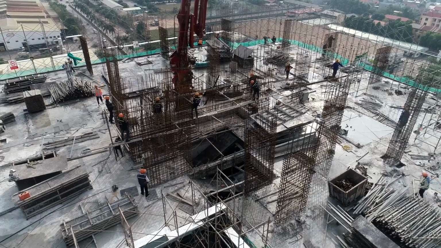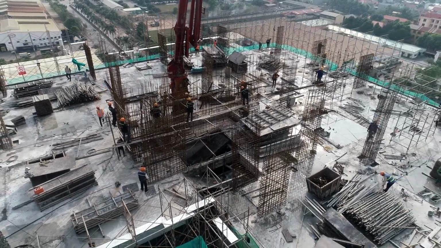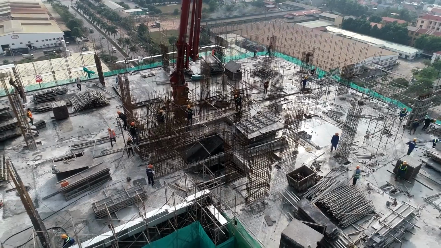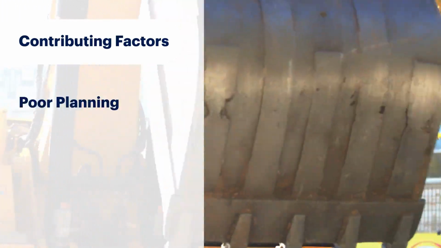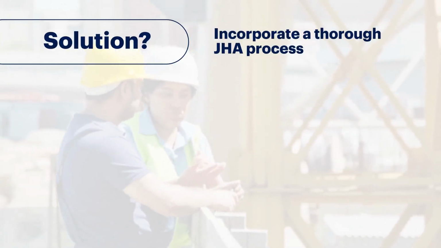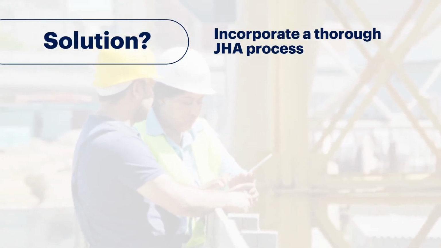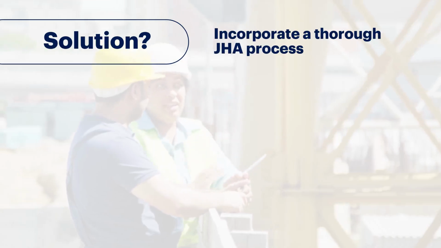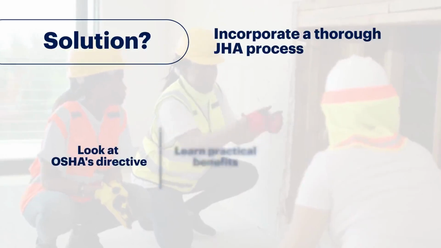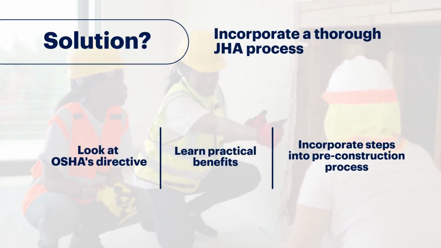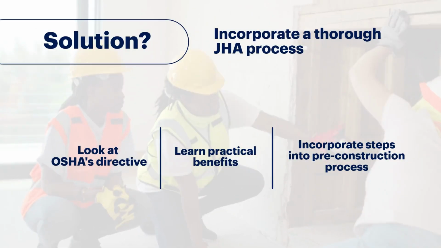If you've been in construction long enough, you've probably experienced a near miss or an incident that you walked away from thinking that was close or that could have been much worse. In my experience, contributing factors are oftentimes poor planning or a breakdown in communication, both of which can be addressed by incorporating a thorough JHA process into the job planning sequence. To understand why JHAs are critical, we'll take a look at OSHA's directive, practical benefits, and simple steps to incorporate them into your pre-construction process.